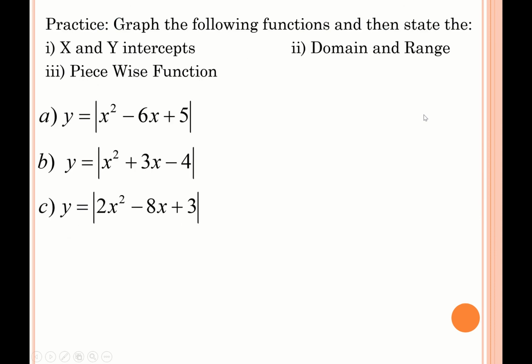Okay, here we go. So you're given 3 equations here. Number 1, you want to find the x and y intercepts. Number 2, find domain and range. And the most important thing is find the piecewise function. And you're supposed to graph each of the following. So here's A, B, C. Now feel free to pause the lesson, take a picture of it, do the question, and then when you're done, press play. Okay, so I'm going to pause it right now.